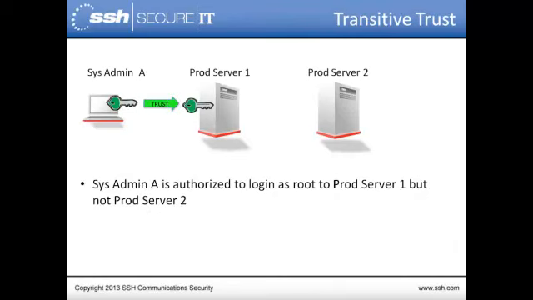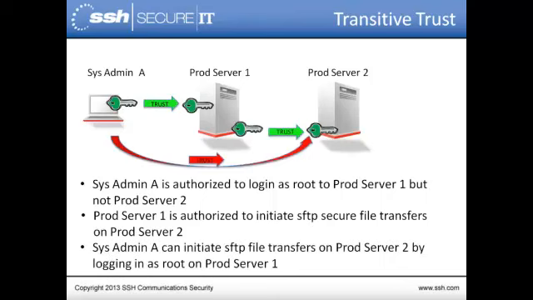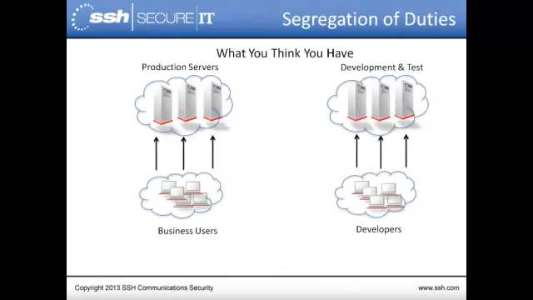There's the scenario of transitive trust, where a systems administrator may be authorized to log in as root to production server 1, but not production server 2. And then production server 1 has an authorization on production server 2 for an automated process, for example, to initiate file transfers. And so that systems administrator can now initiate file transfers on that second production server using the trust relationship on production server 1. So again, that's an unintended escalation of privilege through that chain of trust.